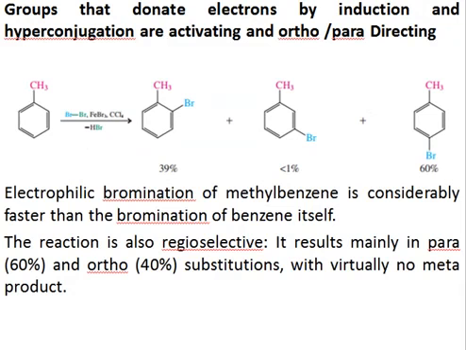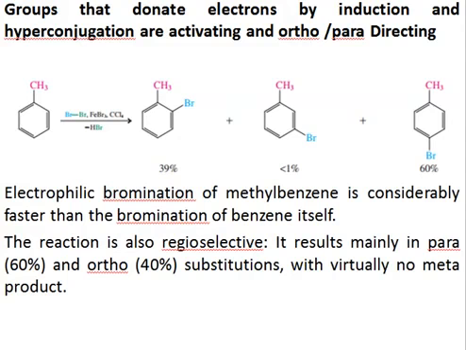Okay, so let's consider sequentially, sequence-wise. Firstly, we consider the groups that can donate electrons by inductive effect as well as hyperconjugation effect, right? Those groups which donate by inductive effect and hyperconjugation effect are activating, they will increase the rate of reaction, and they are ortho-para directing, as you have seen in the previous lecture.